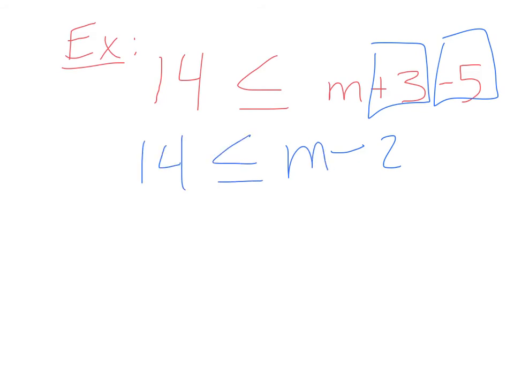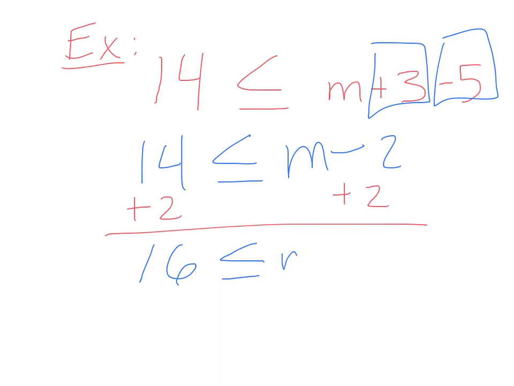Here we are. A lot of these numbers look the same, I've noticed. You're going to try to get the variable by itself by telling the story. M is being subtracted by 2, so add 2. It seems like we just did a problem like this. 16 is less than or equal to m. Now be careful, I read that incorrectly. Let's read from the variable in order to graph this thing properly.